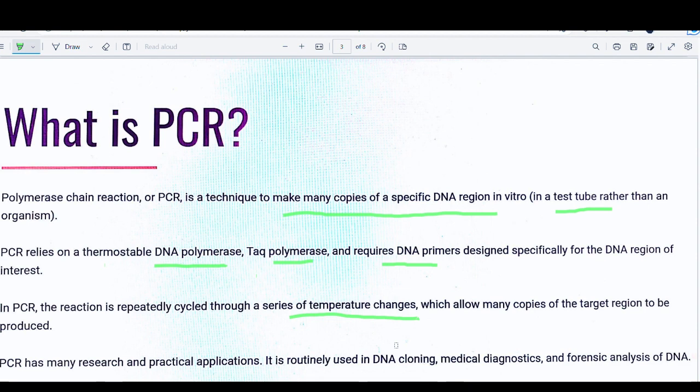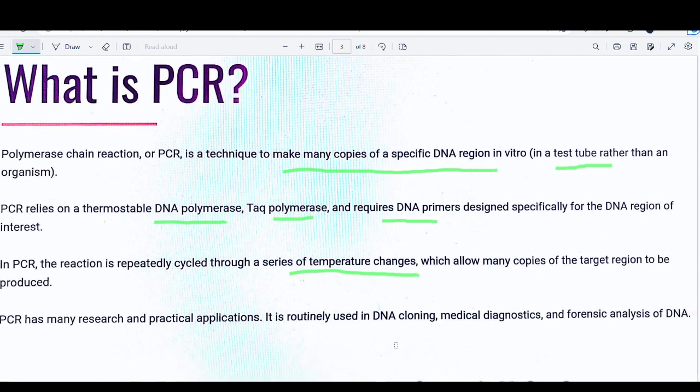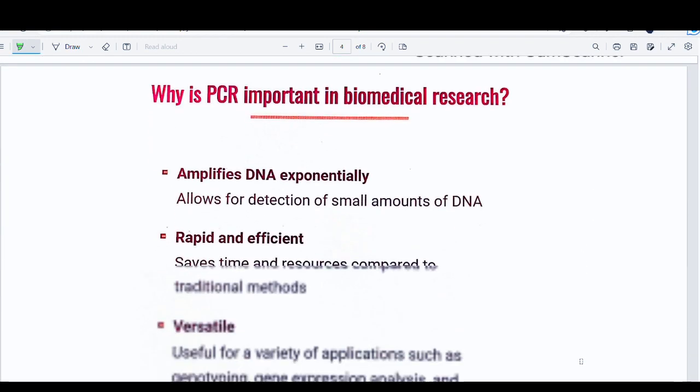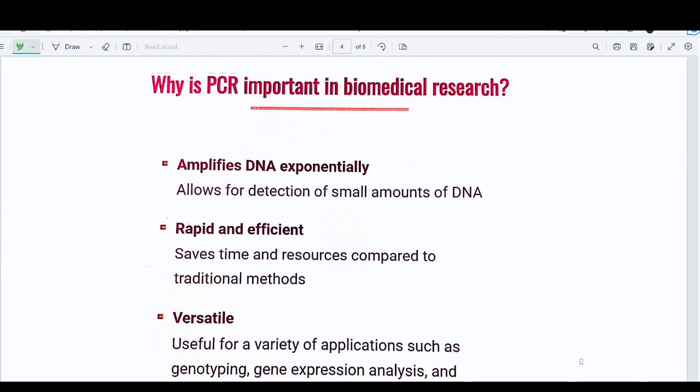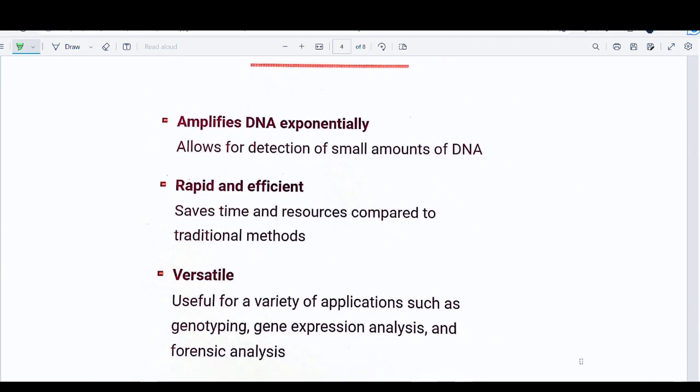Another thing we should not forget is that PCR has many research and practical applications. For example, it's used in DNA cloning, medical diagnostics, and forensic analysis of DNA. It is also important in biomedical research, which is our interest. First of all, it amplifies DNA, which allows for detection of small amounts of DNA. Second, it is rapid and efficient.